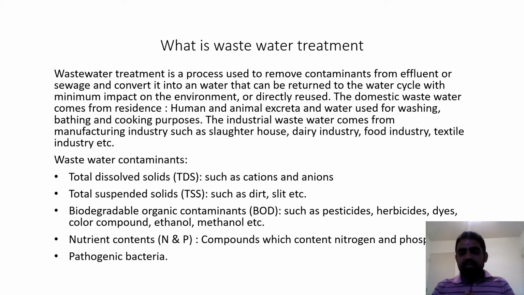Now, what type of contaminants are generally present in the water? As we discussed, there are dissolved contaminants present in the wastewater, such as cations and anions, any type of cations or anions. Suspended solids such as sand, stones, dirt, silt, larger debris, anything that is suspended in the water. Organic contaminants such as pesticides, herbicides, dyes, color compounds, ethanol, methanol, etc. Sometimes wastewater also contains pathogenic bacteria.